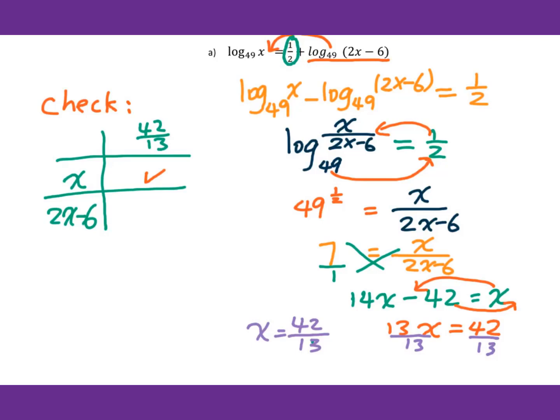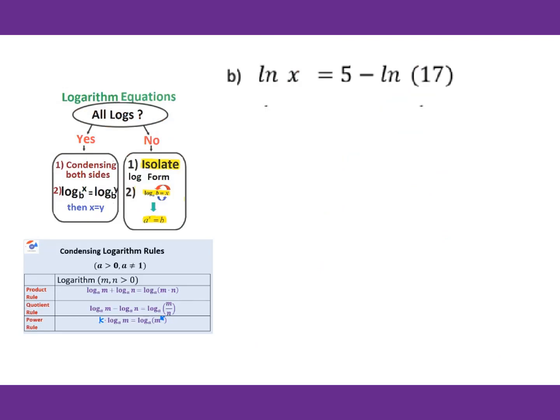42 over 13 times 2 minus 6. It's a positive. Therefore, x equals 42 over 13 is the solution. Now let's go to B.